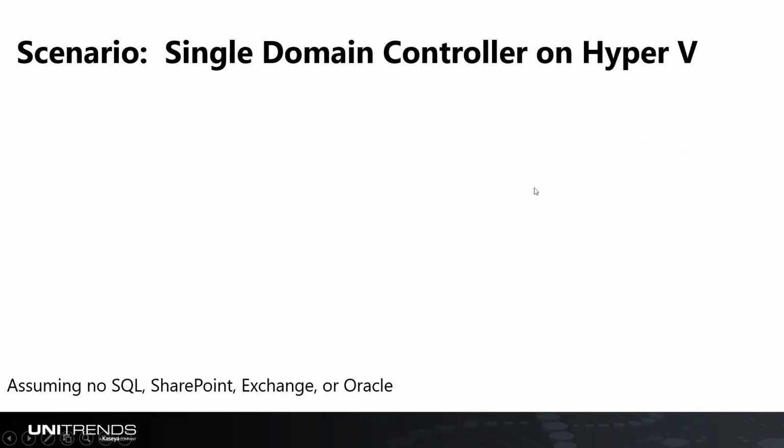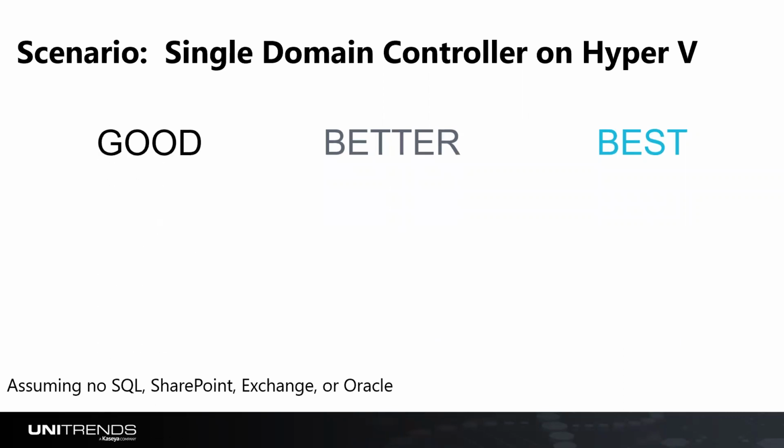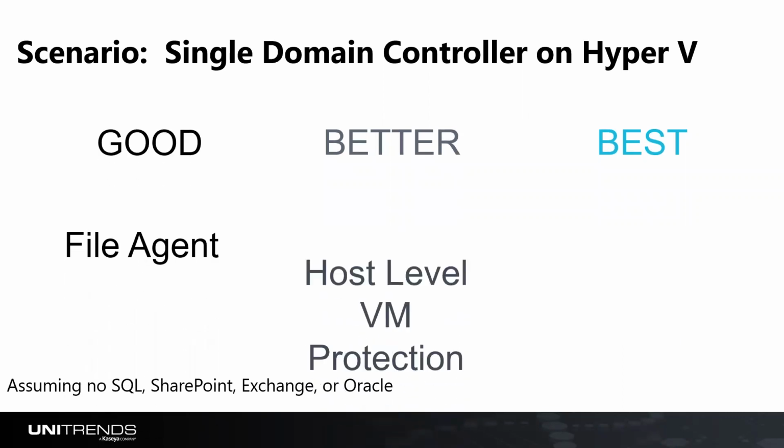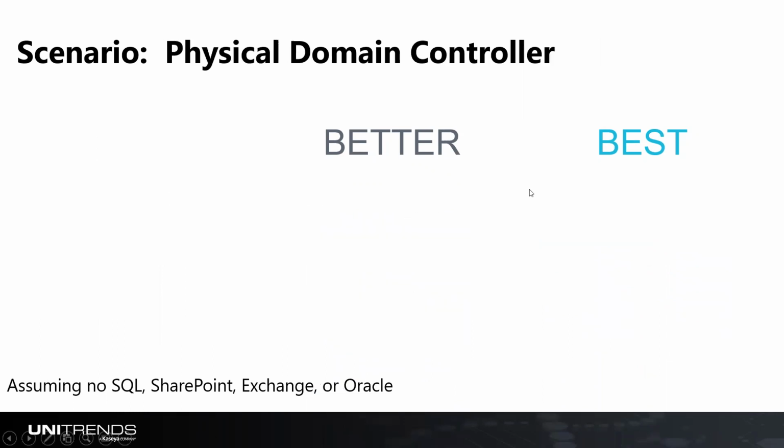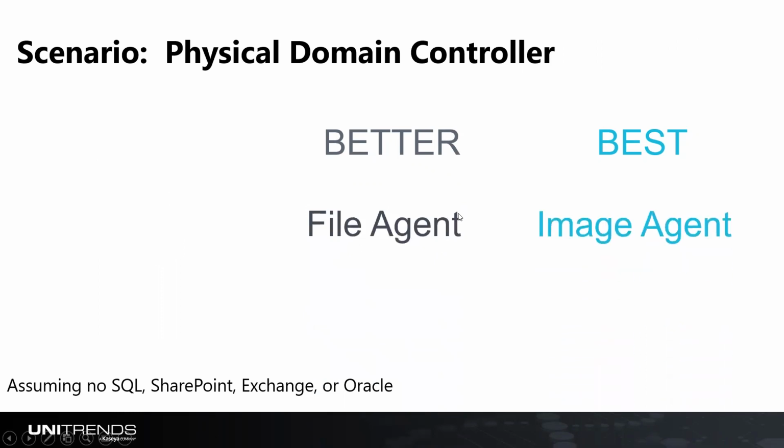When we move into a single domain controller on Hyper-V, once again, we're going to focus on better and best and good. And there's our file, host, and image agent, just like we've already seen before. A physical domain controller is going to take the host level protection off the table and once again bring into focus file agent and image agent as our protection strategies.